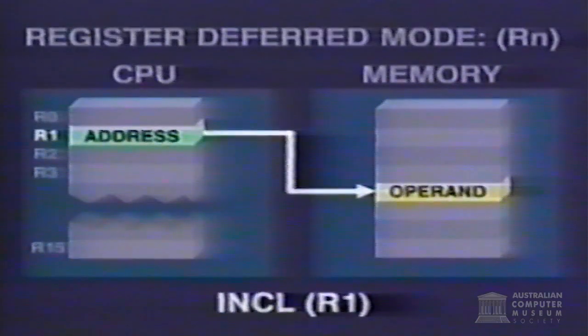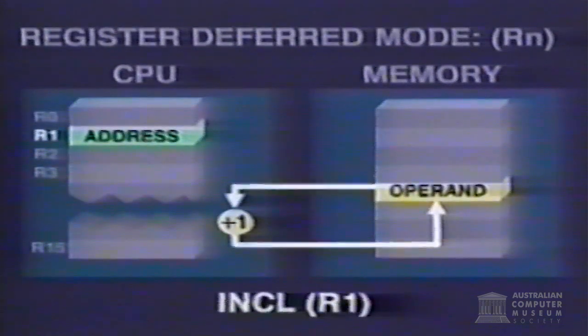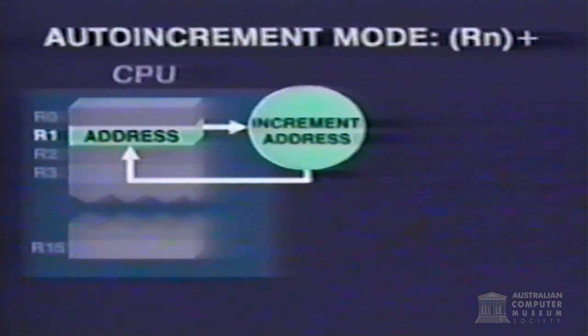Here, we've used the register deferred mode with the increment long word instruction. The CPU uses the address contained in register 1 to retrieve the operand from memory. The operand is incremented by 1 and is then returned to its former memory location. Another commonly used addressing mode is auto-increment mode. When this mode is specified, the selected register contains an address which is updated automatically by the CPU each time the instruction is executed.